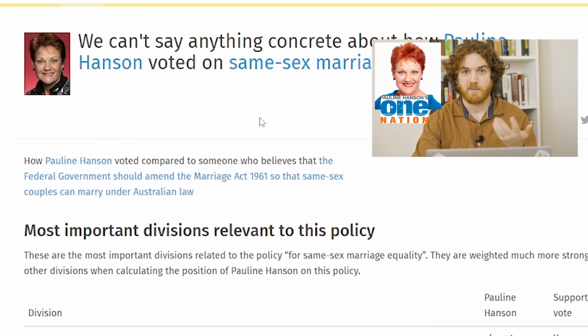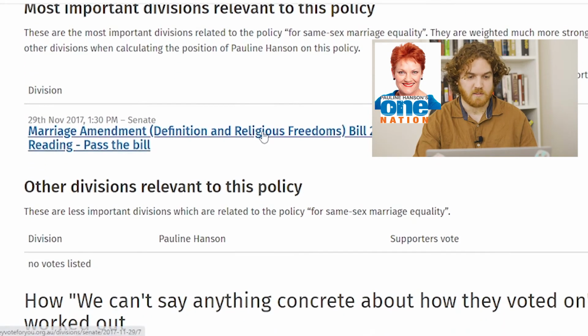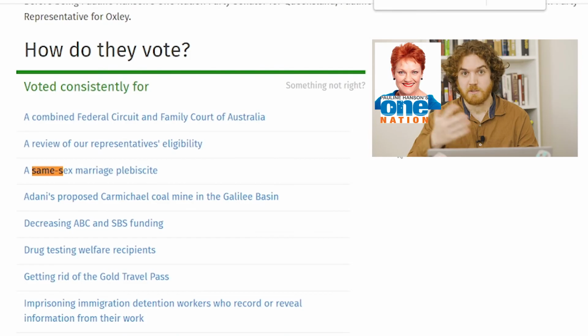Sometimes it does actually have a voting record, but it's just one. This just says that she was absent on a vote about the Definition and Religious Freedoms Marriage Amendment Bill in 2017, which of course, if you click on, you will learn more about.